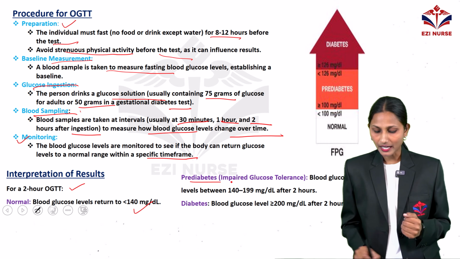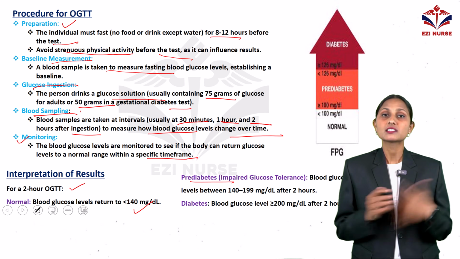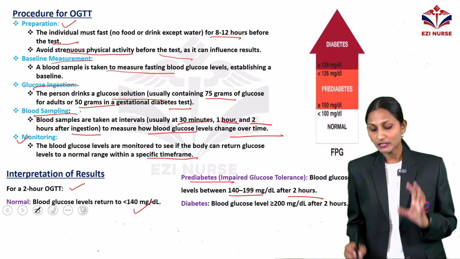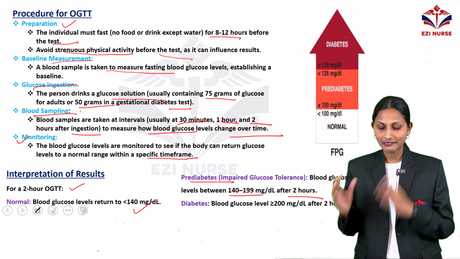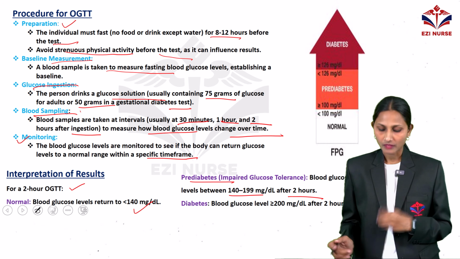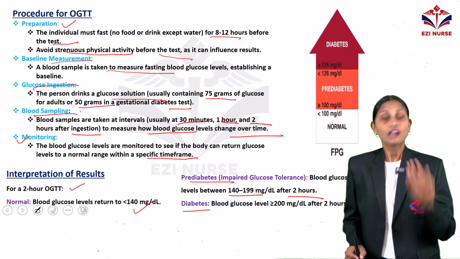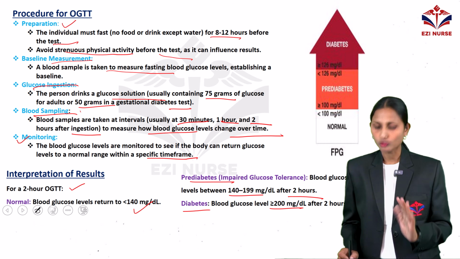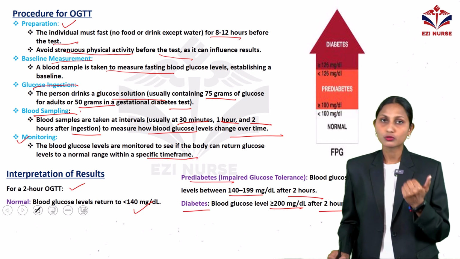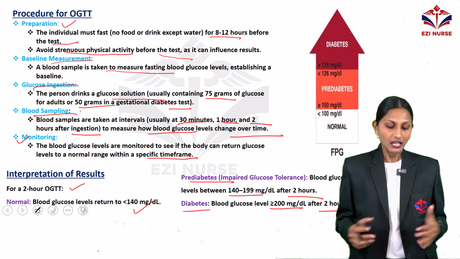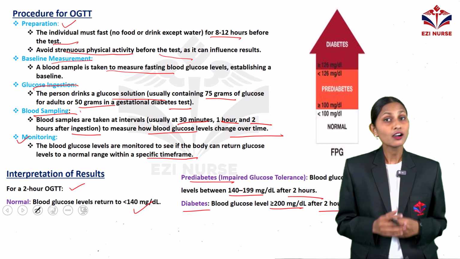Next is pre-diabetic. We say the patient is pre-diabetic if the glucose level after 2 hours is between 140 to 199 mg per dl. And we consider the patient diabetic when the blood glucose level is more than 200 after the 2 hours. So we do the glucose tolerance test, and this is the interpretation of the result.